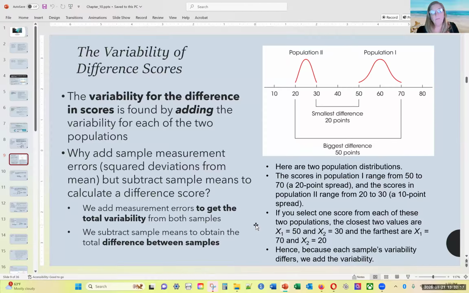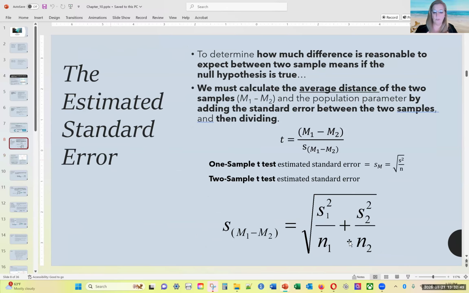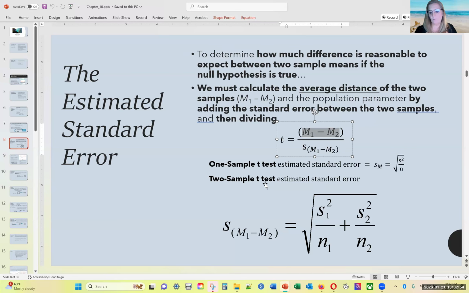So the variability for the difference in scores is found by adding the variability for each of the two populations that you have, right? So why should you add sample measurement errors, which are squared deviations from the mean, but subtract sample means to calculate a difference score? Good question. So why do we subtract the means between the populations, but when we're calculating standard error, why are they getting added together, right? So look carefully. Here, we're adding instead of subtracting.